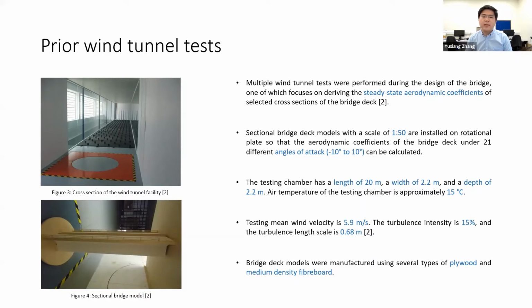The bridge model is made of plywood and medium density fiberboard and has a scale of 1/50. The testing chamber has a length of 20 meters and a 2.2 meter by 2.2 meter cross section. According to the wind tunnel report, the testing velocity is 5.9 meters per second with a turbulence intensity of 15% and a turbulence length scale of 0.68 meters. The testing chamber has a temperature of around 15 degrees Celsius.